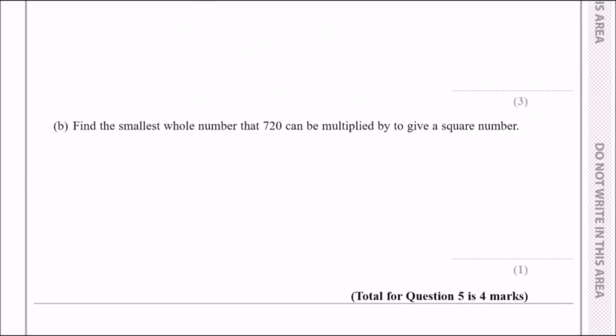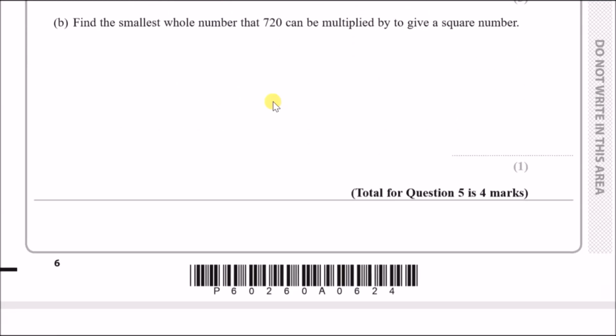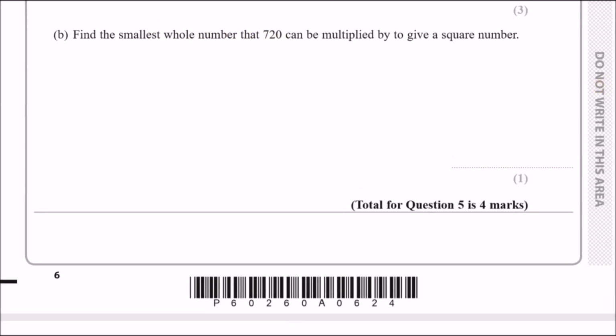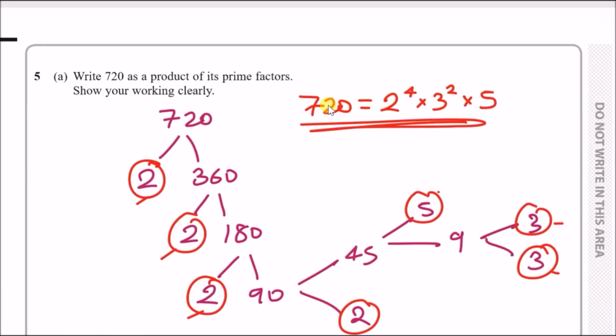Now, looking at part B. Find the smallest whole number that 720 can be multiplied by to give a square number. Okay, so what this means by the smallest whole number of 720, this actually means that since we broke 720 into a product of prime factors, we got a whole bunch of numbers. So this means that we know that 720 can be divided by, let's say, look at this, by 2 first. It can also be divided by 3, it can be divided by 5, and so on. Next one would be 2 squared, which is 4, so actually 4 would be the next bigger, and so on.